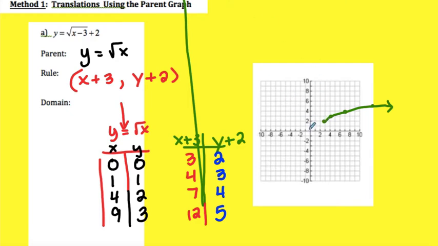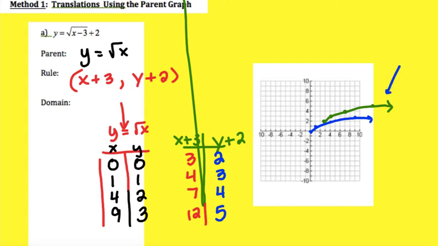So I'm going to put the other graph on here because I want you to see it. So here's 0, 0, 1, 1, 4, 2, and 9, 3. Think about that. Did I shift the graph to the right 3 and up 2? And I did. And that's the translation of the graph.